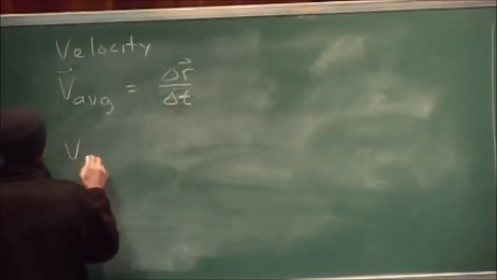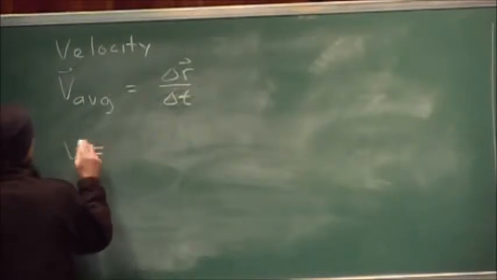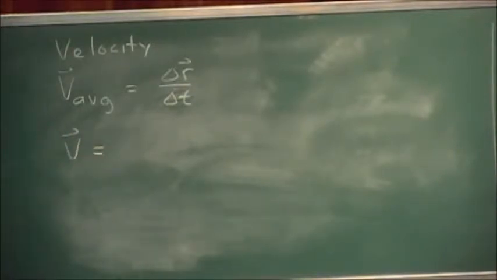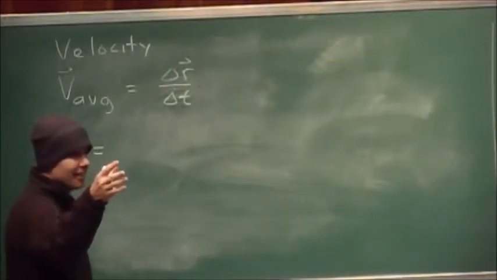Okay, so how am I going to write the instantaneous velocity? You with the red hair and beard, what do you think? Okay, good. So it's going to be dr dt. And what's your name? Brady. Brady or Braden? Brady. Thank you.